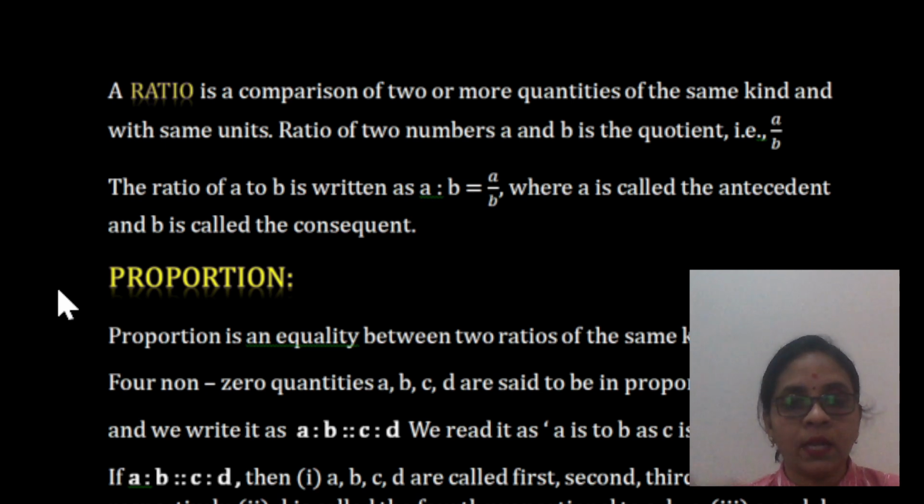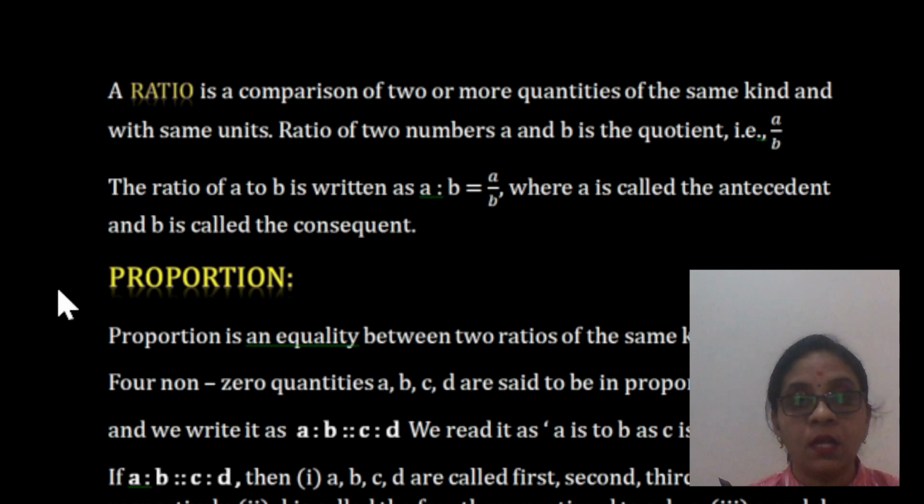Then only you can compare, and you write the ratio as A is to B, which is denoted as A by B, and A by B is nothing but the quotient. The first term of the ratio is called the antecedent and the second term is called the consequent. Please keep in mind these two terms because we will be applying this when we do sums later in the lesson. So antecedent and consequent are important terms to be noted.